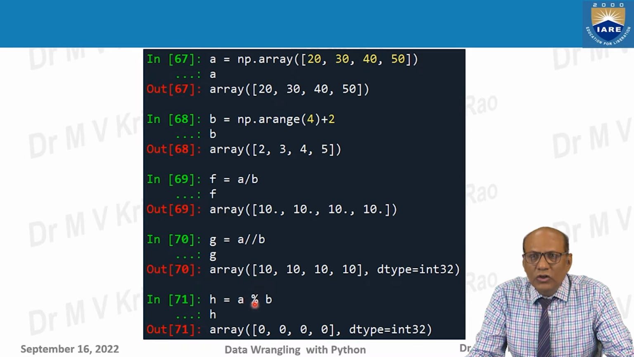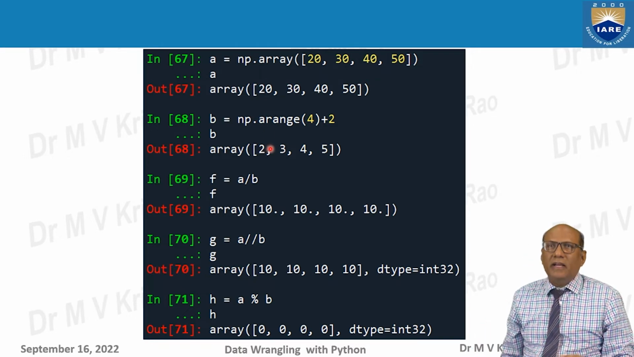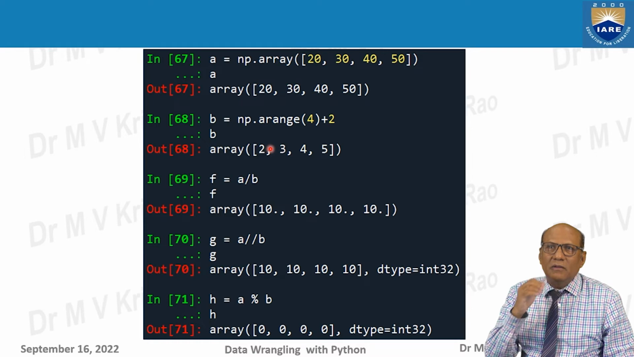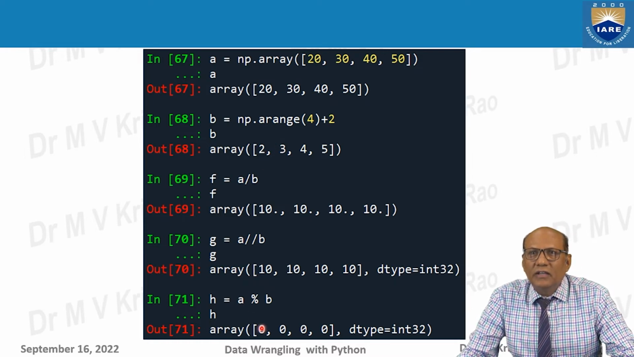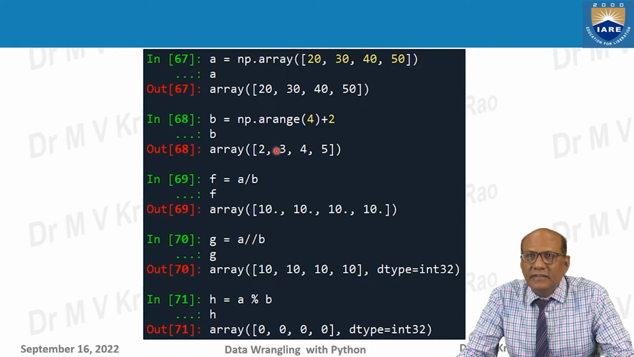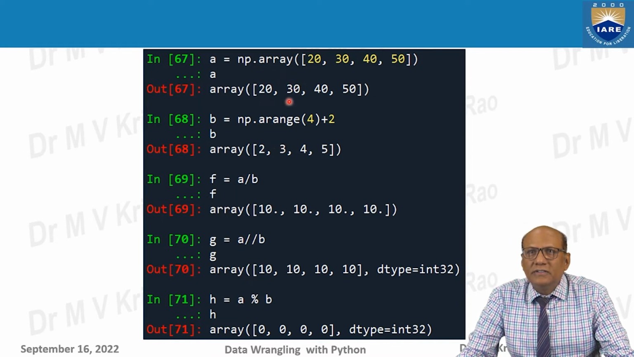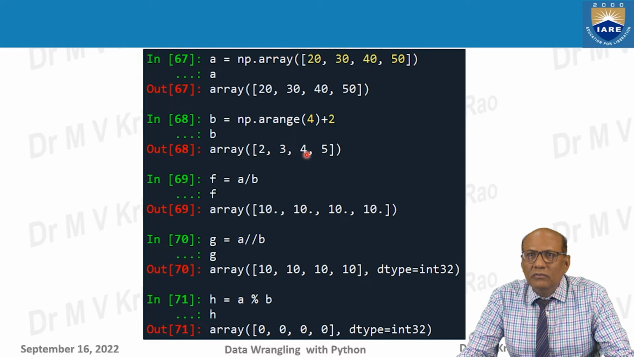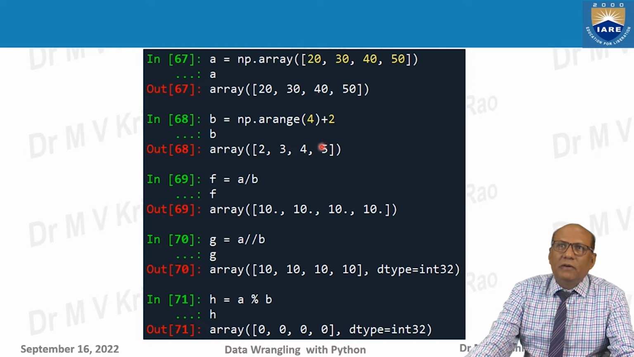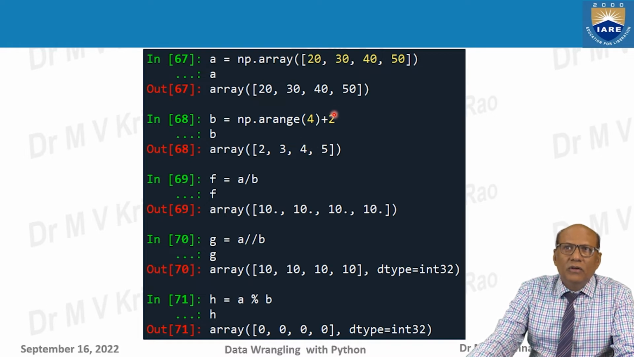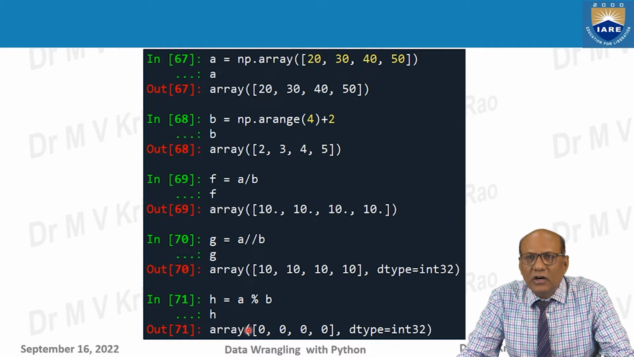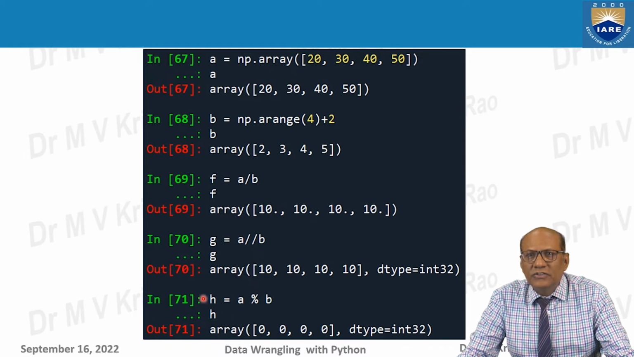Now A modulo division by B. So 20 divided by 2, go on subtracting the 2 from 20. What is the remainder ultimately you are getting? You get the remainder 0 here. Similarly, second element of B is 3, you are dividing 30 by 3 by using modulo arithmetic. So 3 tens are 30, remainder is 0. Similarly, other things also. 40 divided by 4, modulo arithmetic, the remainder is 0. 50 divided by 5, remainder is 0. So that's why you got all zeros here. Okay, so H is all zeros.